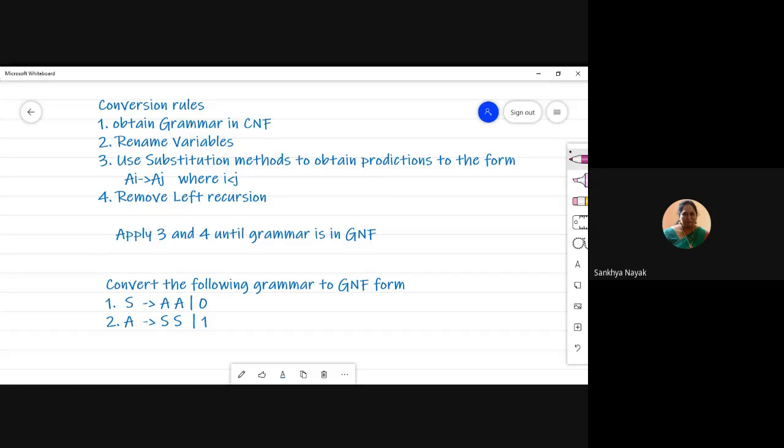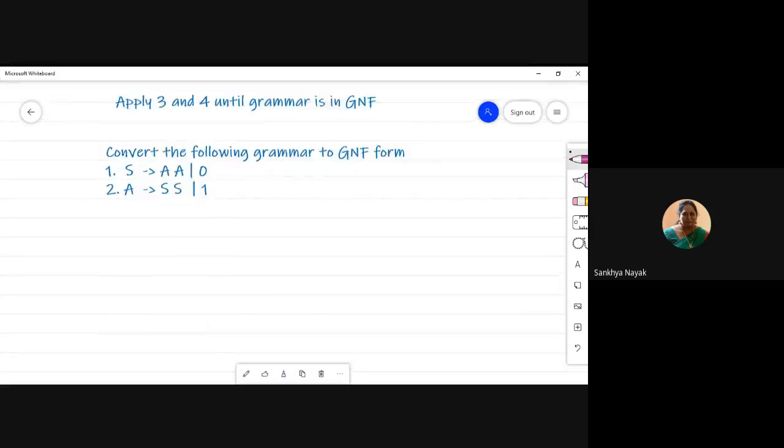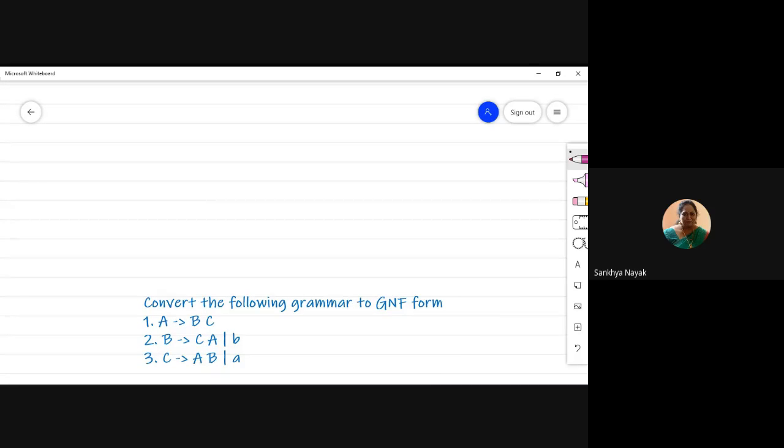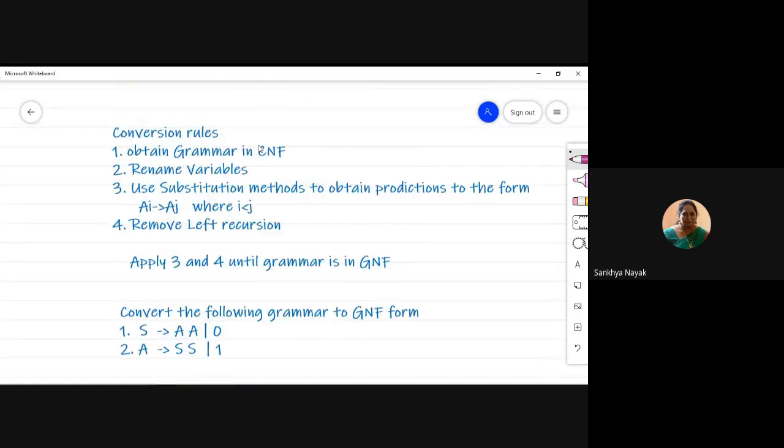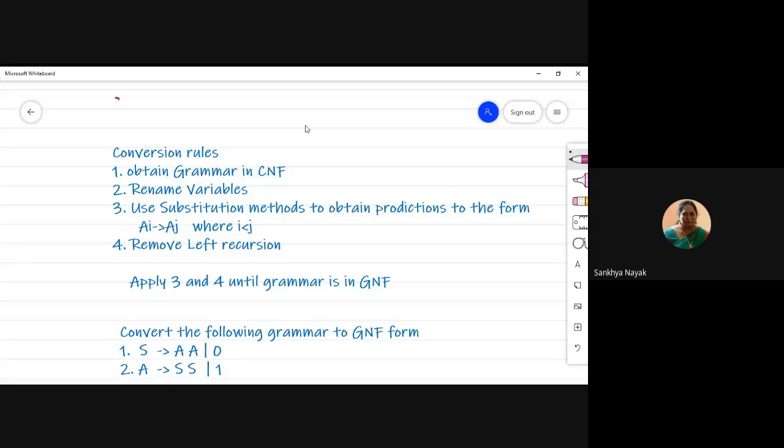Okay, so in today's class, we'll see how to do the conversion from a given grammar, that is CFG, to GNF, Greibach normal form. So we started with this yesterday: how to convert a given grammar into its equivalent Greibach normal form. We solved some simple problems yesterday. What we'll do today is to take a little more complicated problem, one or two, and solve them.